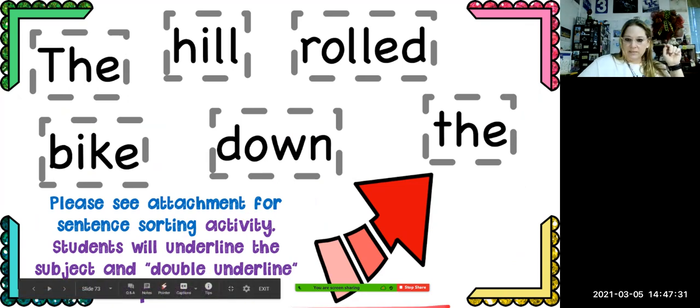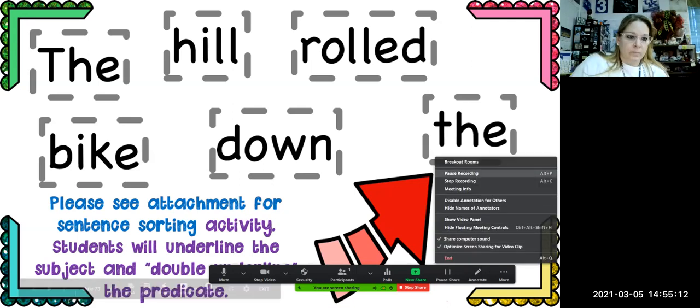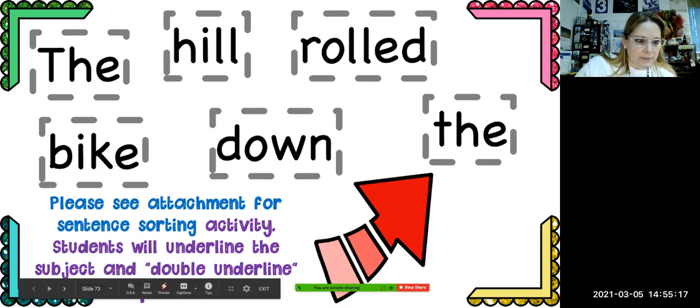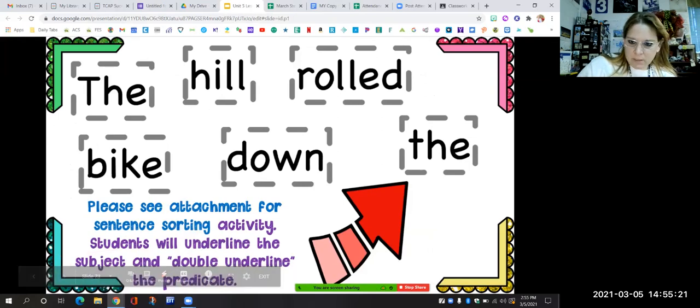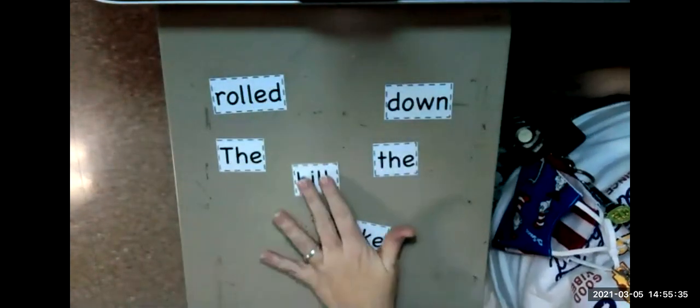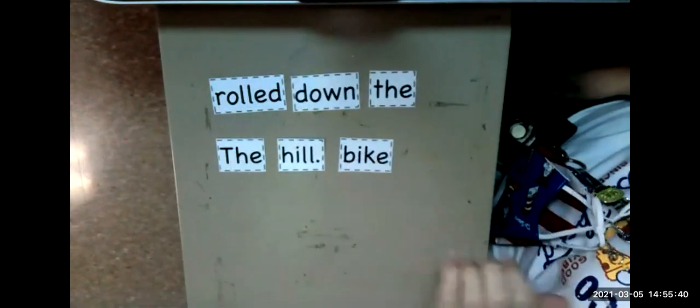Hold on one second, guys. Okay, so we are going to look at a couple of sentences. I need to stop sharing my screen and put it on the camera. Here we go. Okay, so we have these words: rolled, the, hill, down, the, and bike.